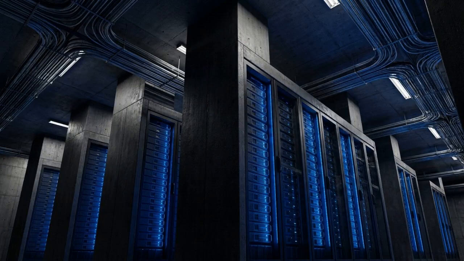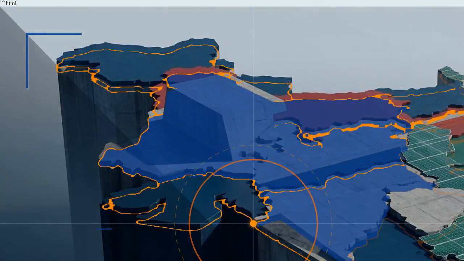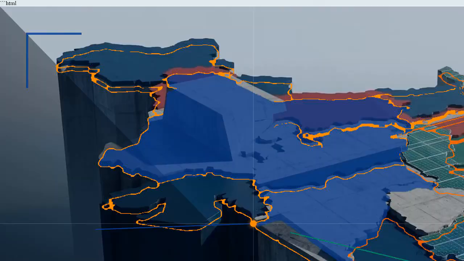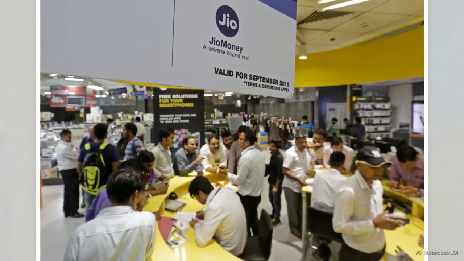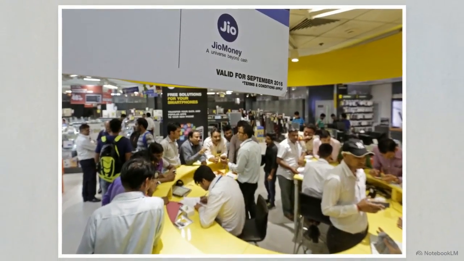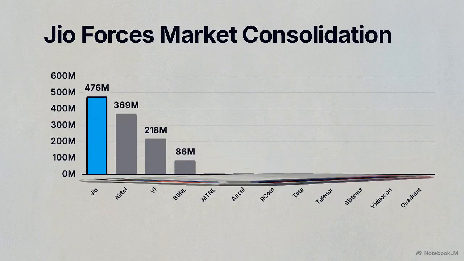Then, operating on the premise that data would be the most valuable commodity of the 21st century, they spent billions building a nationwide telecommunications network from scratch. The launch of Reliance Jio in 2016 offered ultra-cheap data, onboarding hundreds of millions of users to the mobile internet and consolidating the telecom sector around their infrastructure.